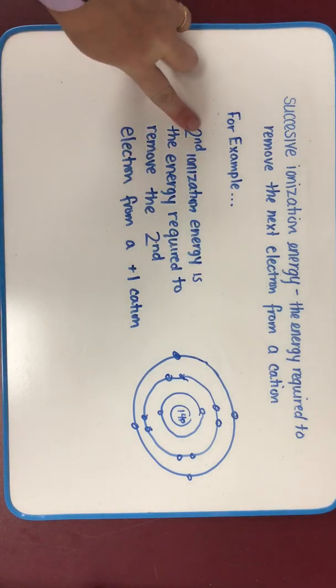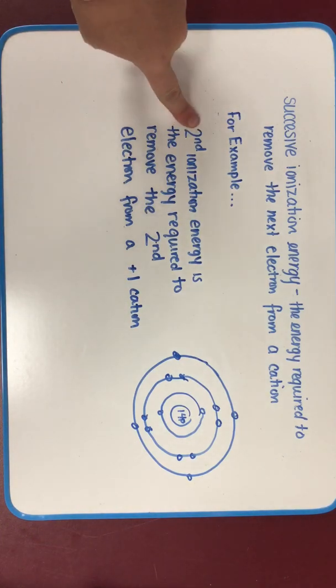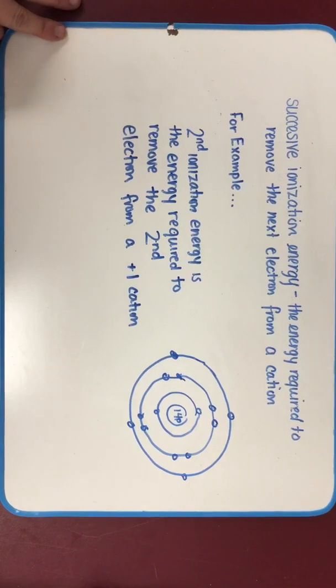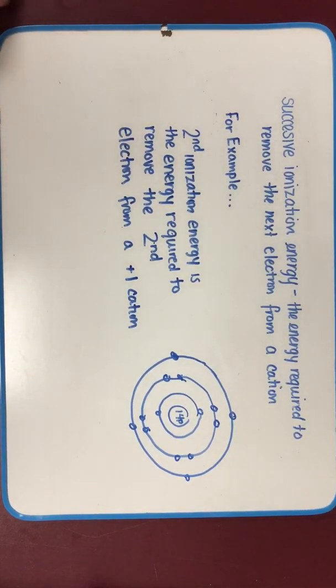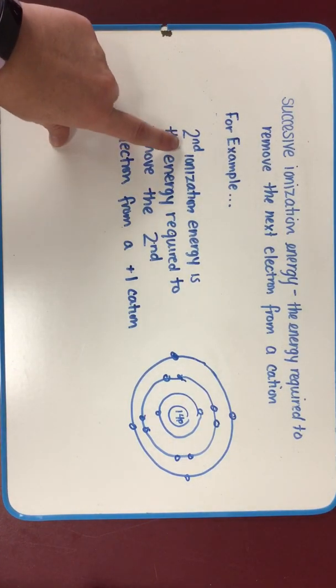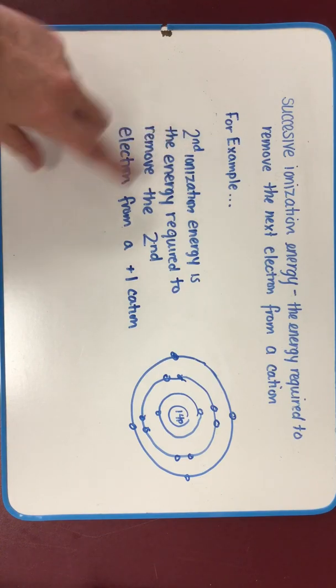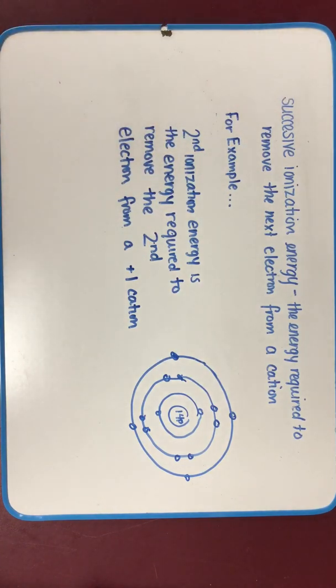We could also talk about the third or the fourth or the fifth, really the whole way up to the 8th ionization energy. Each of these ionization energies that has a number in front of it like this is a type of successive ionization.